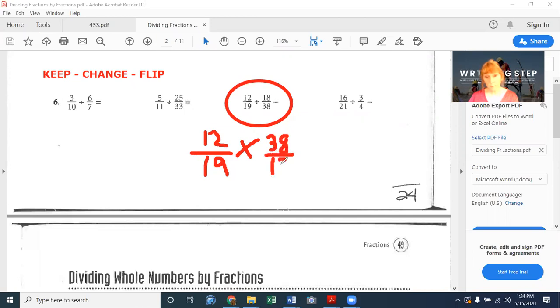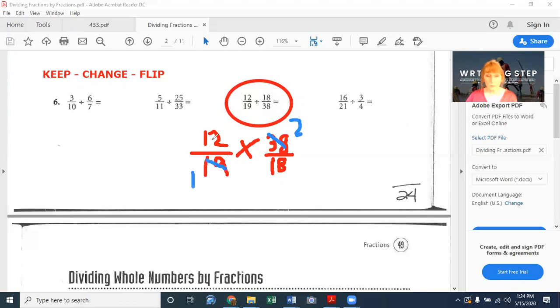I could go ahead and multiply across the top and across the bottom if I wanted, but I noticed that I can cancel, so I'm going to do that. Helps me later not to have such big numbers. So I know that 19 times 2 is 38. So I'm going to put 38 divided by 19 is going to be 2. 19 divided by itself is going to be 1.